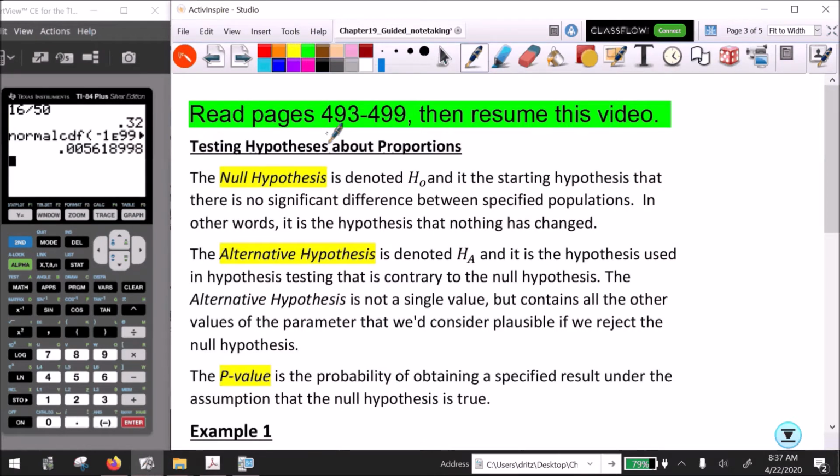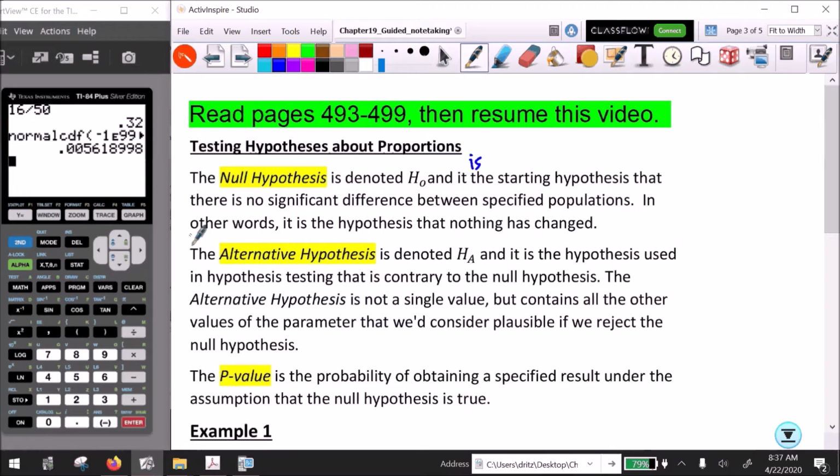Alright, so there's a couple key terms that we're going to use in this video. The null hypothesis is denoted H sub 0, and it is the starting hypothesis that there is no significant difference between specified populations. In other words, it is the hypothesis that nothing has changed.